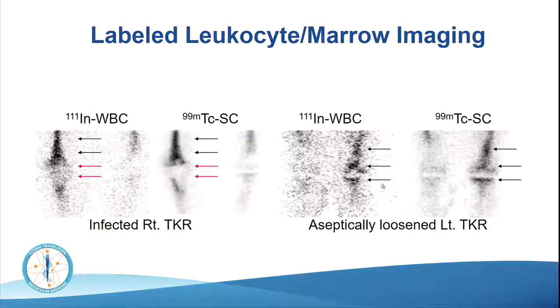Again, another example of an aseptically loosened device. Looking at the white cell study alone, one could easily be concerned that this represents an infected knee arthroplasty, but when combined with the bone marrow imaging, the distribution of activity on the two studies is virtually identical, and hence the combined study is negative for infection.